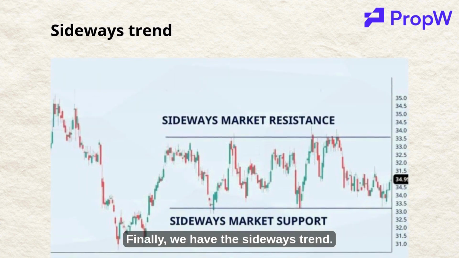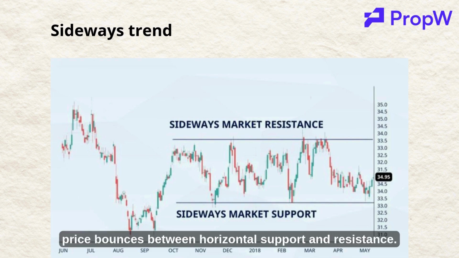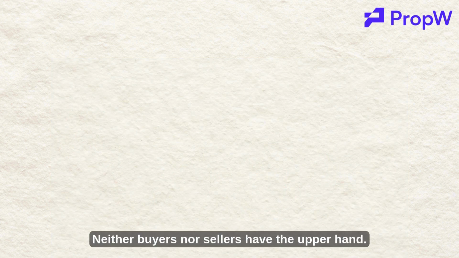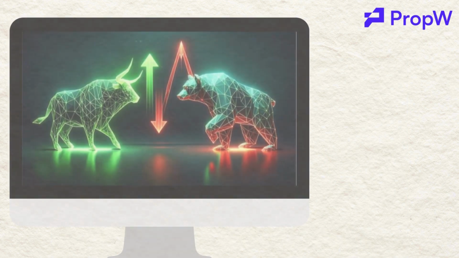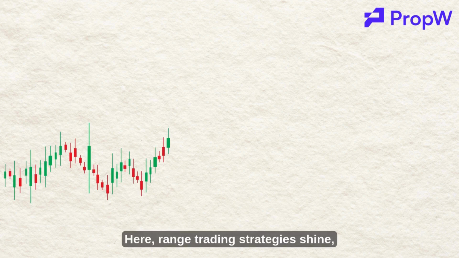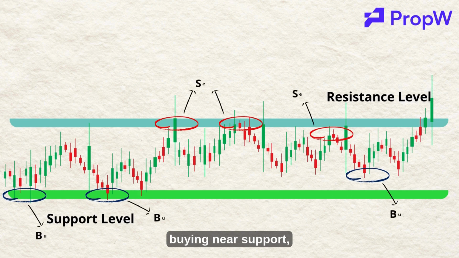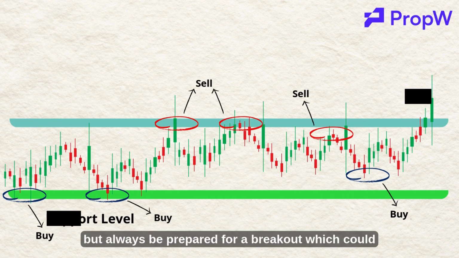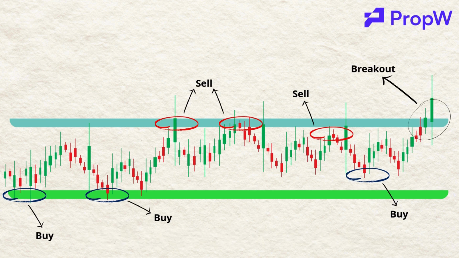Finally, we have the sideways trend. In a sideways or ranging market, price bounces between horizontal support and resistance. Neither buyers nor sellers have the upper hand. Here, range trading strategies shine: buying near support, selling near resistance. But always be prepared for a breakout, which could signal the start of a new trend.